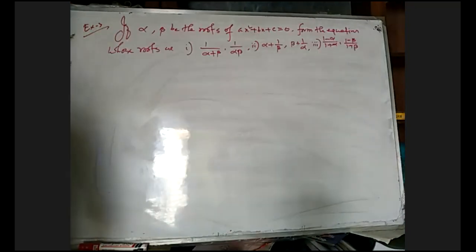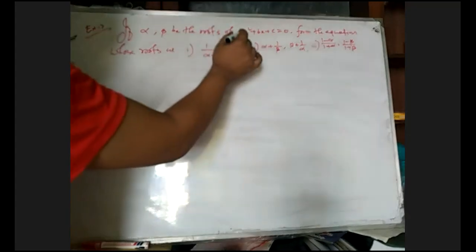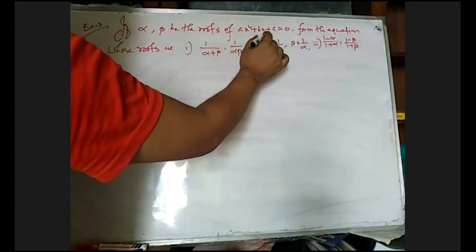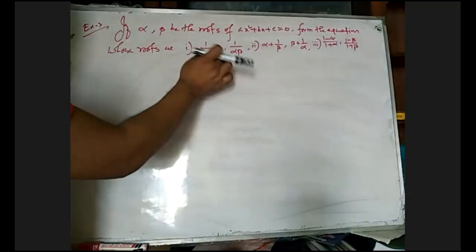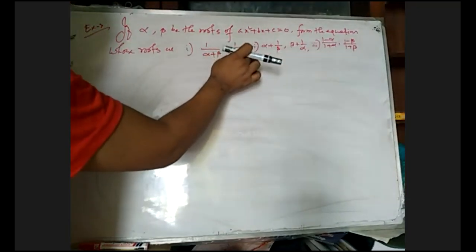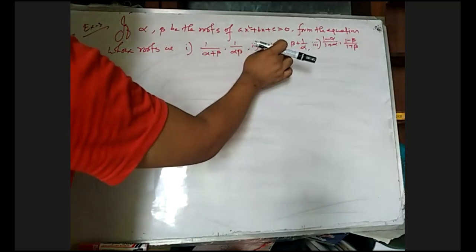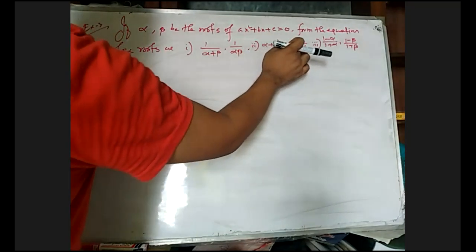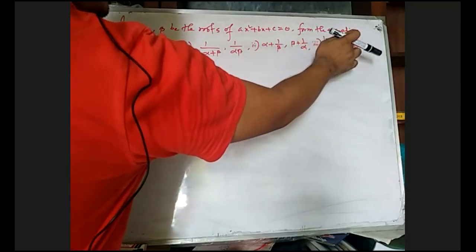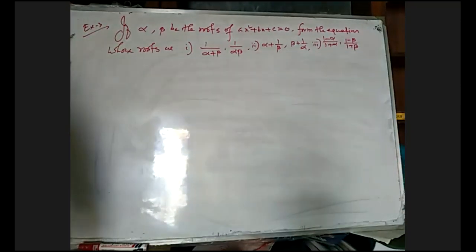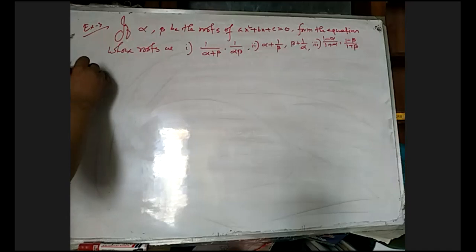Now example 3. If alpha, beta be the roots of the quadratic equation ax square plus bx plus c equals to 0, then form the equation whose roots are 1 by alpha plus beta and 1 by alpha beta. Second part, alpha plus 1 by beta and beta plus 1 by alpha. Third part, 1 minus alpha divided by 1 plus alpha and 1 minus beta divided by 1 plus beta. Now solution for the first part.